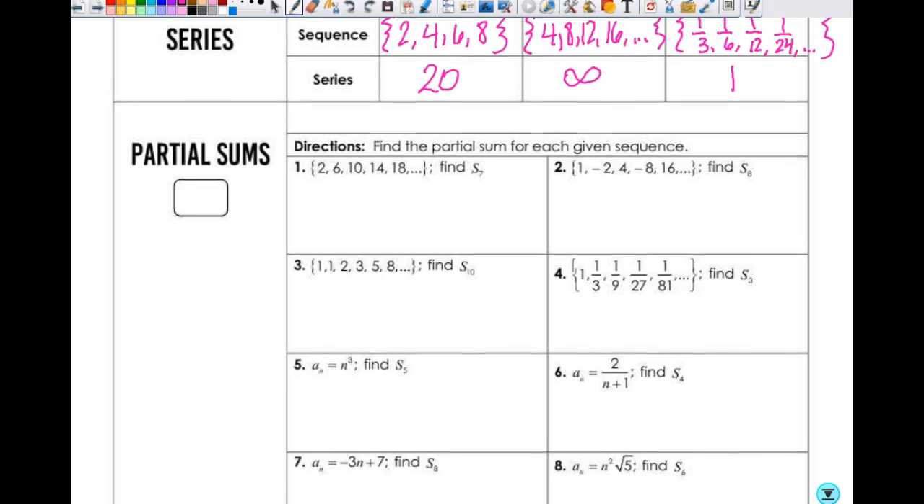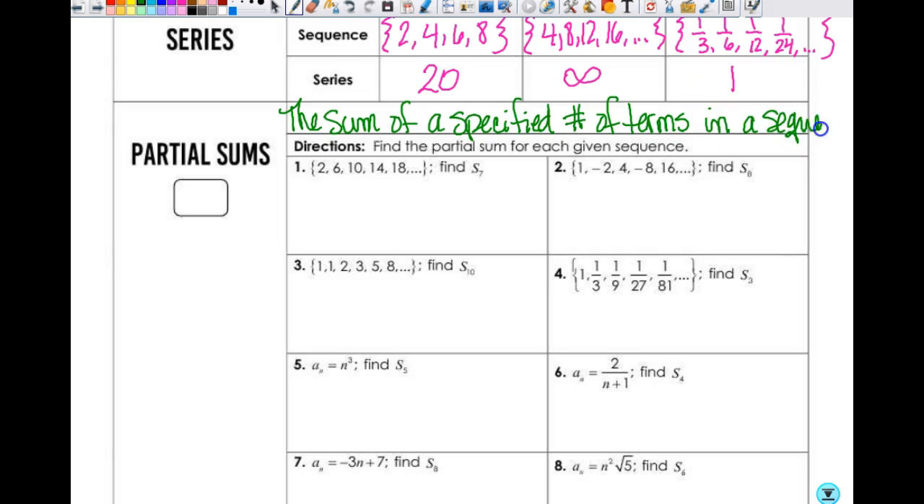All right, so then we have also partial sums. The definition of a partial sum is just the sum of a specified number of terms in a sequence. And it would be a capital S with a lowercase n to represent that.